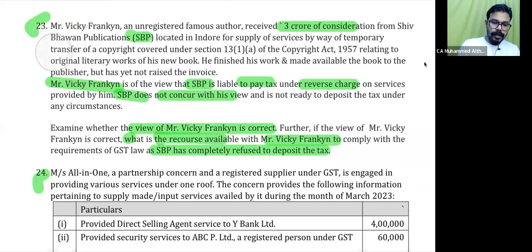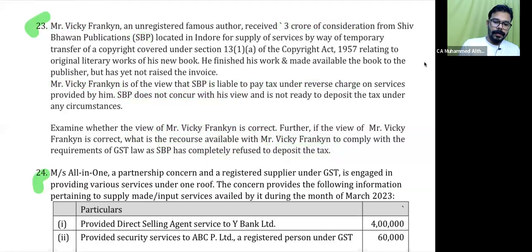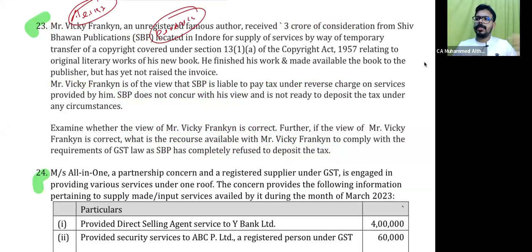So my question is, see, for example, Mr. Vicky Franklin is an artist and SBP is a producer. Suppose SBP is a producer and Mr. Vicky Franklin is an artist. In that situation also, the producer shall pay the GST. All of us know that. But then the producer is not ready to deposit the tax. Then can the artist pay the GST under FCM? Is that possible? No, that is not possible. See, everybody listen here.